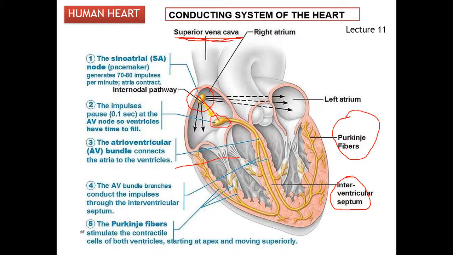These fibers are responsible for contraction of the ventricles. How? The SA node passes the impulse to the AV node. The AV node transfers its impulse to the atrioventricular bundle, and from the bundle it goes to the Purkinje fibers, which are deep in the heart muscles, and these fibers are responsible for rhythmic contraction of the ventricles. So this is how the conduction system of the heart works.